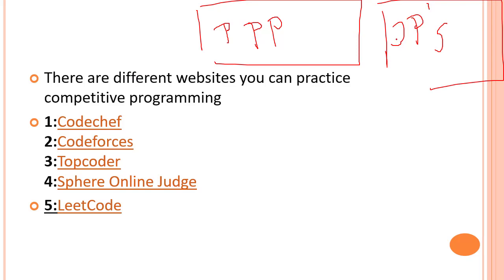This 3 P rule is followed by some of the most famous coders that we have in the industry. So practice, practice, practice. Becoming a master in competitive programming is completely based on your practice. The more you practice, the stronger you get. The below websites are the places where you can practice competitive programming at a much higher level.